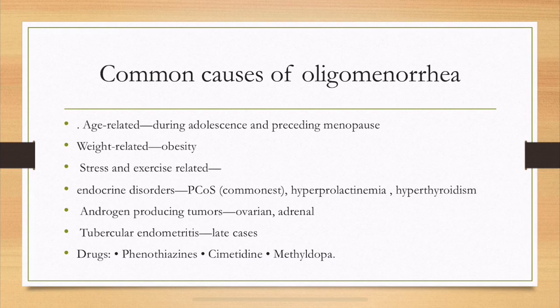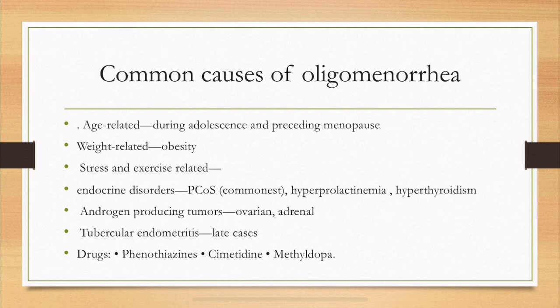Stress and exercise related. When there is excessive weight gain or excessive weight loss via exercise, if they are losing excessive weight, that can also cause a hormonal imbalance in the body, resulting in oligomenorrhea. Endocrinal disorders such as PCOS, polycystic ovarian syndrome, which is the commonest cause for oligomenorrhea.